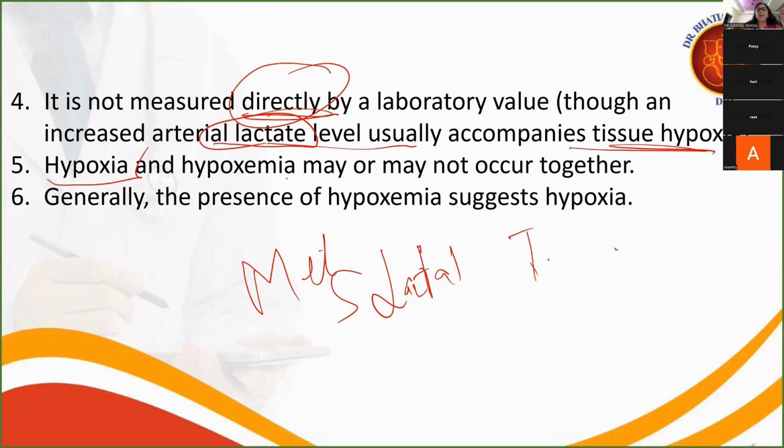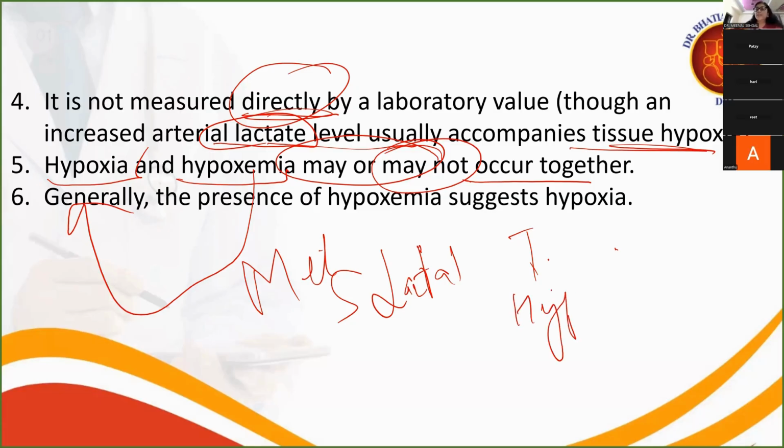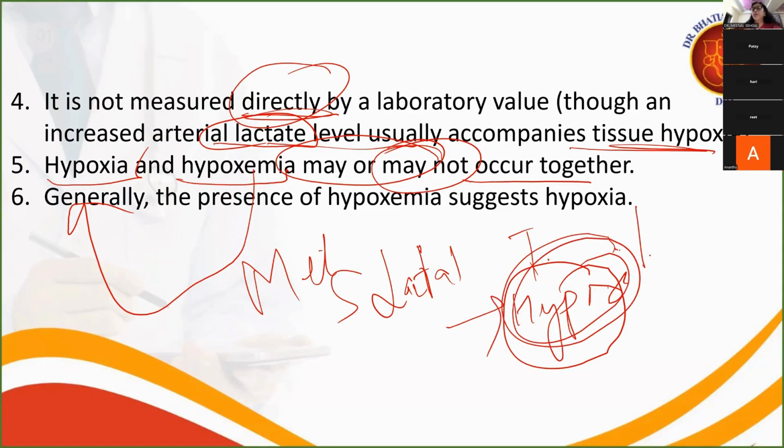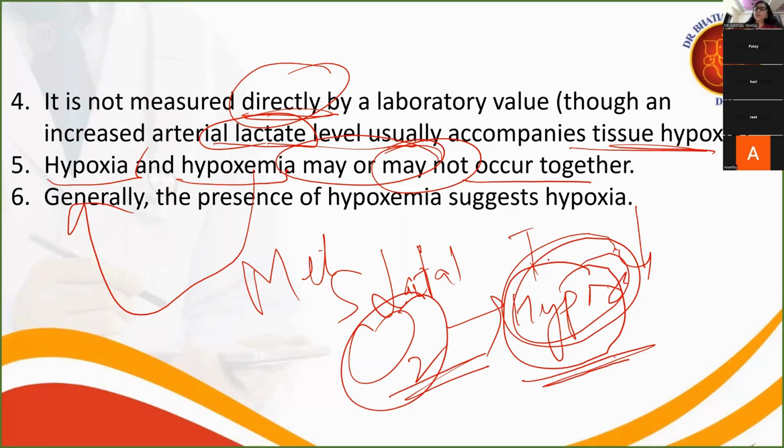So hypoxia and hypoxemia may or may not occur together. Usually they occur together. Usually hypoxemia is the most common cause of hypoxia, but they may still not occur together. As we just talked, there can be conditions when there is tissue hypoxia. For example, there is tissue necrosis, so there will be tissue hypoxia. There is muscle crush injury, or there is cyanosis. So there are reasons where the tissue has a deficit of oxygen, but the blood has sufficient oxygen. So without hypoxemia, hypoxia can exist.